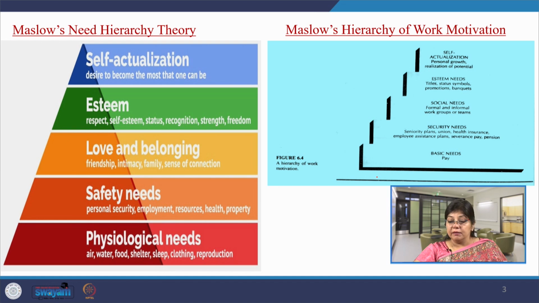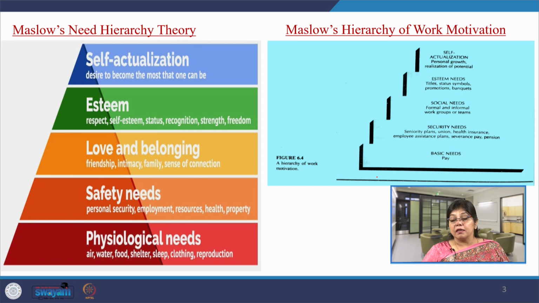The other is esteem needs. These include titles, status symbols, promotions and banquets. These are promotions based on an individual's performance and assessment. When the person performs at a high level, he gains recognition in the form of promotions and status symbols that he acquires, and that reflects his position in the organization. So, the point is that as soon as the basic need is satisfied, the employee tries to move on to the other levels of needs: security needs, social needs and esteem needs.